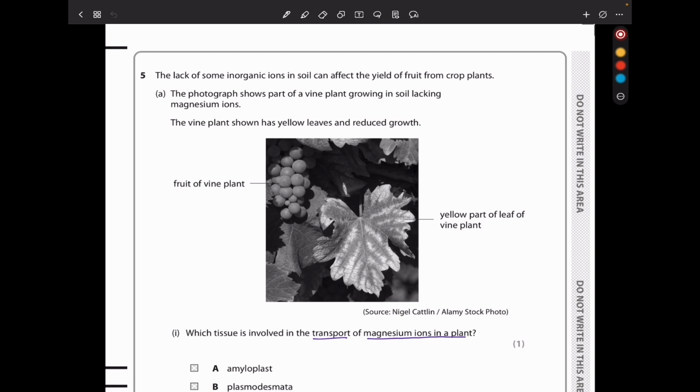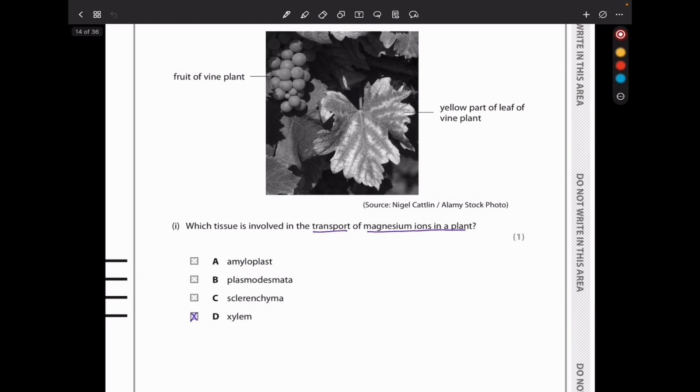The vine plant shown has yellow leaves and reduced growth. We see the fruit on the vine plant and then the yellow parts of the leaf of the vine plant. They say which tissue is involved in the transport of magnesium ions in the plant. This is going to be the xylem tissues because these are the ones that transport water and mineral ions, and since magnesium is a mineral ion, it's going to be transported in the xylem.